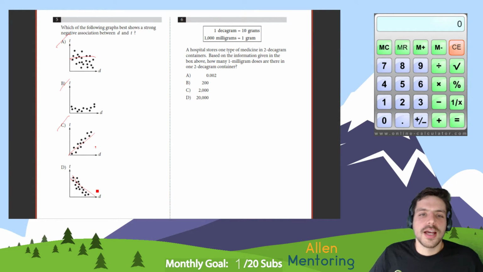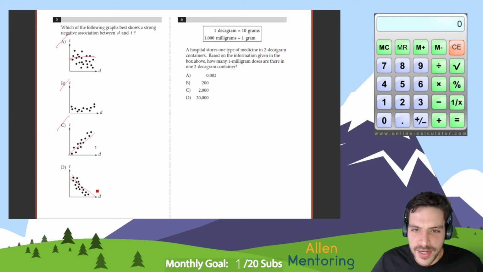All right, 6. A hospital stores one type of medicine in 2 decagram containers. It's not really a unit you hear every day, decagram. Based on the information given in the box above, how many 1 milligram doses are there in one 2 decagram container?